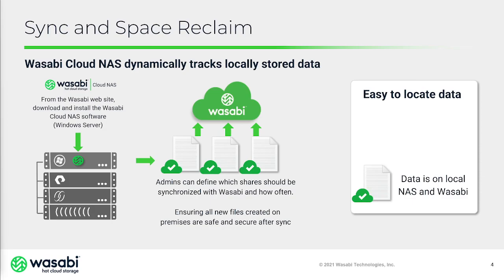Once you protect a file, you get a nice little green cloud next to the file with a tick in it. This tells you that the data is locally on the NAS, and also there is a copy stored with Wasabi. You can also define a policy to decide what happens if the local copy gets deleted, whether you want to keep the cloud copy or whether you also want to delete the copy that's held on the object storage.